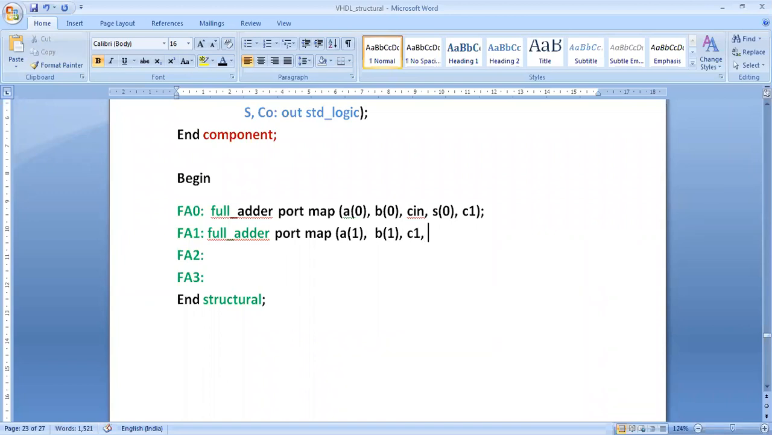So next, the sum becomes S1. VHDL is case insensitive, so it doesn't matter whether you use capital or small letters; you can take capital A or small a. And now what about the carry? Here you will get the carry as C2, because the carry for this second stage is C2. Similarly, likewise, write the complete code for the others.